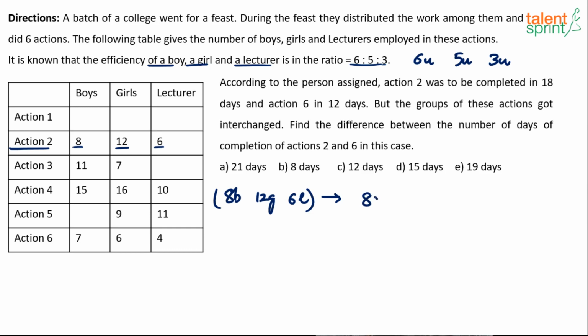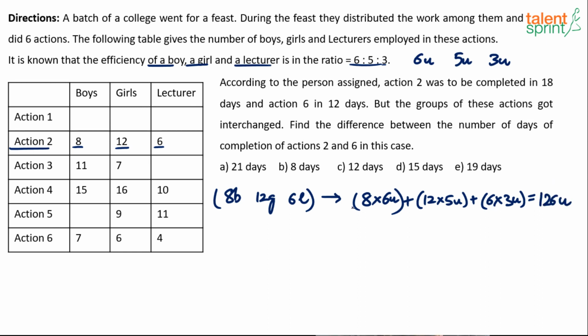See, 8 into each boy we know does 6 units. Right? The ratio is given 6:5:3. So assume 6 units, 5 units and 3 units. So 6U, 5U and 3U. So 6 units, plus each girl does 5 units, so 12 into 5 units, and each lecturer, so 6 lecturers here, they do 3 units a day. So what is the total now? Find this out. 8 6s is 48, 12 5s is 60, 48 and 60 is 108, and 6 3s is 18. So that's like 126 units.